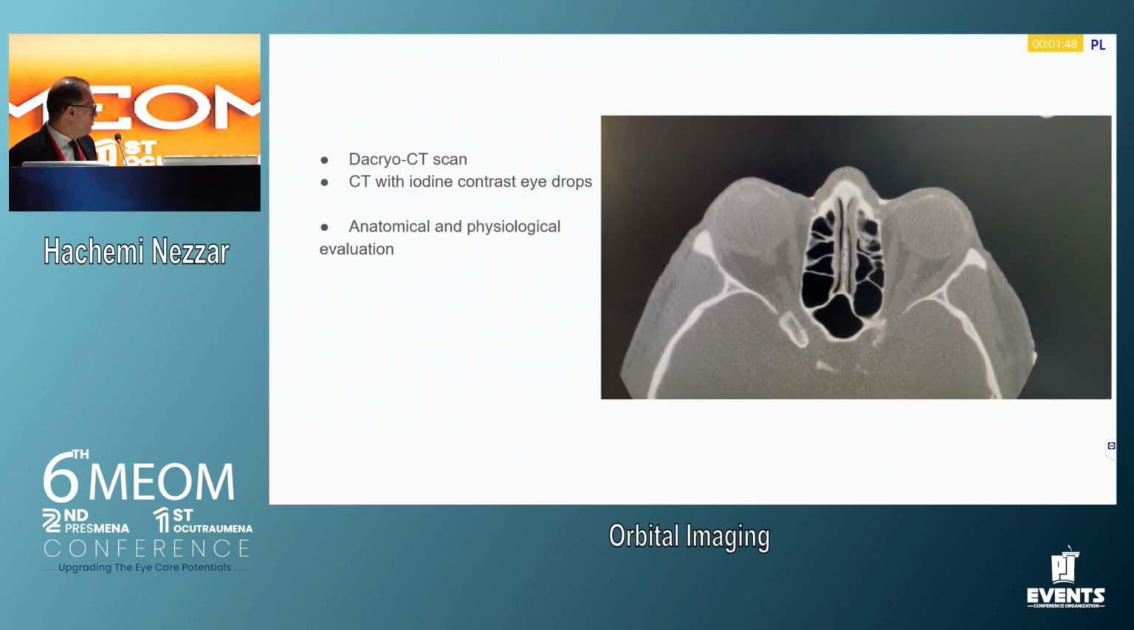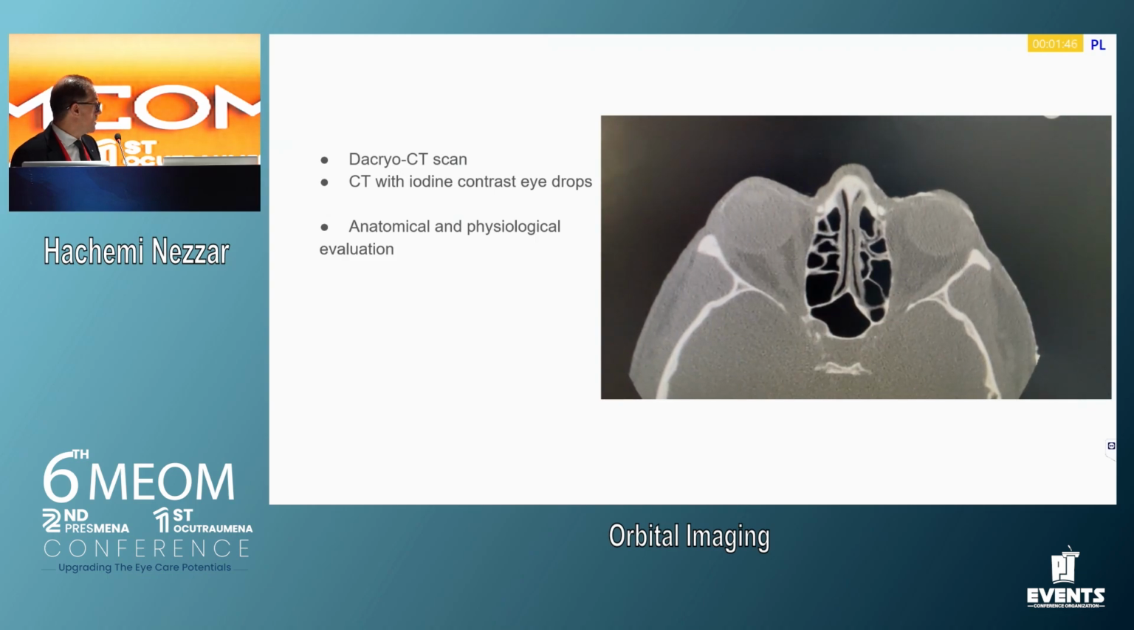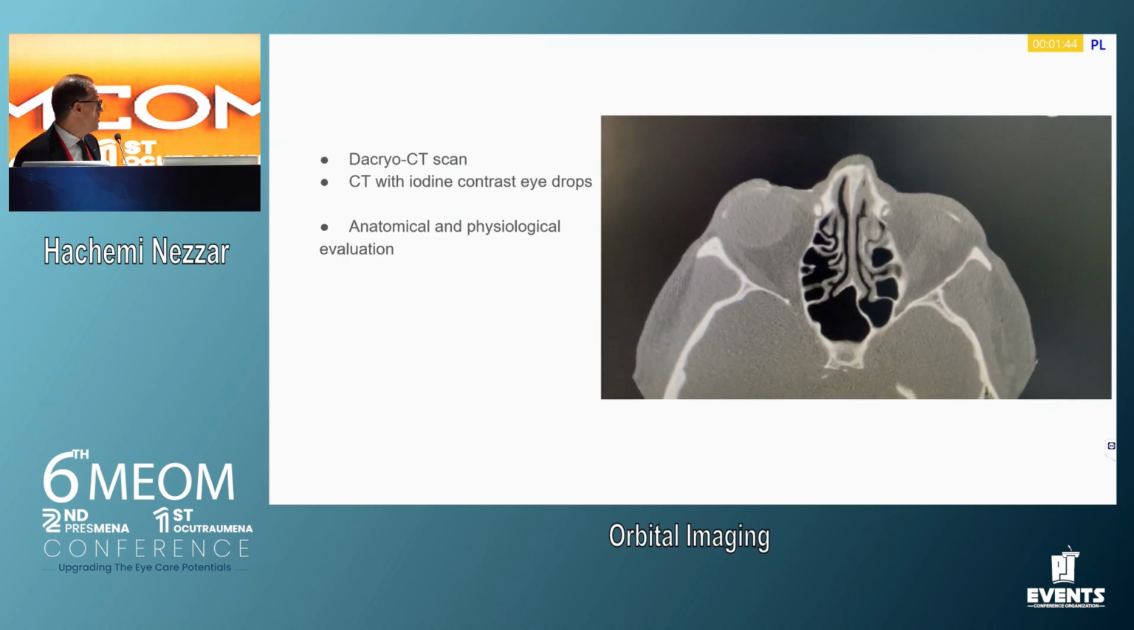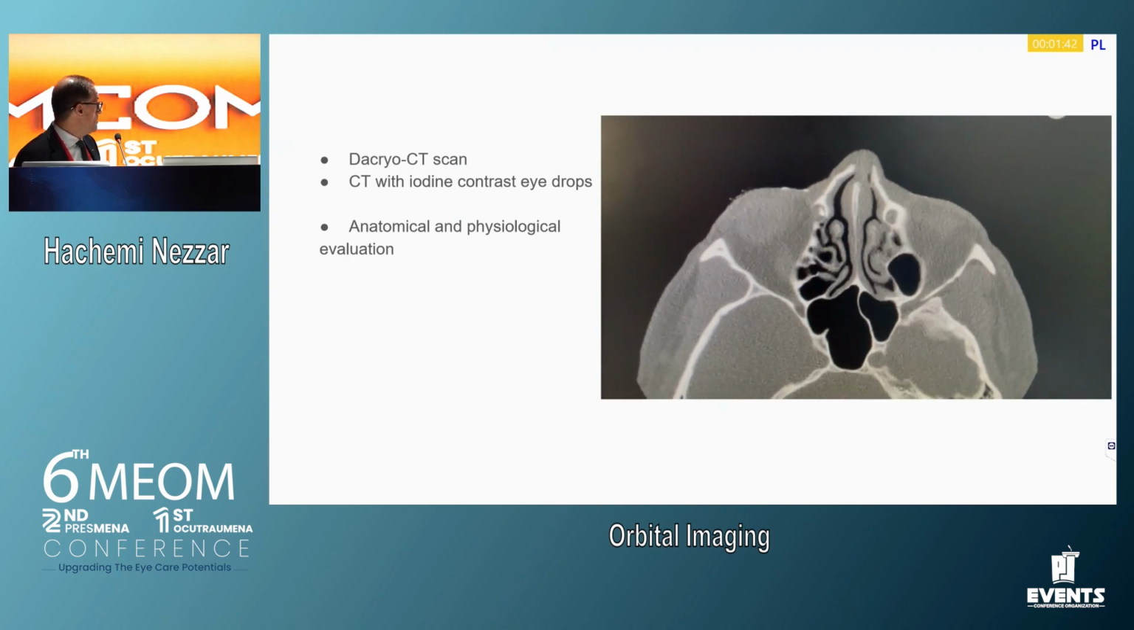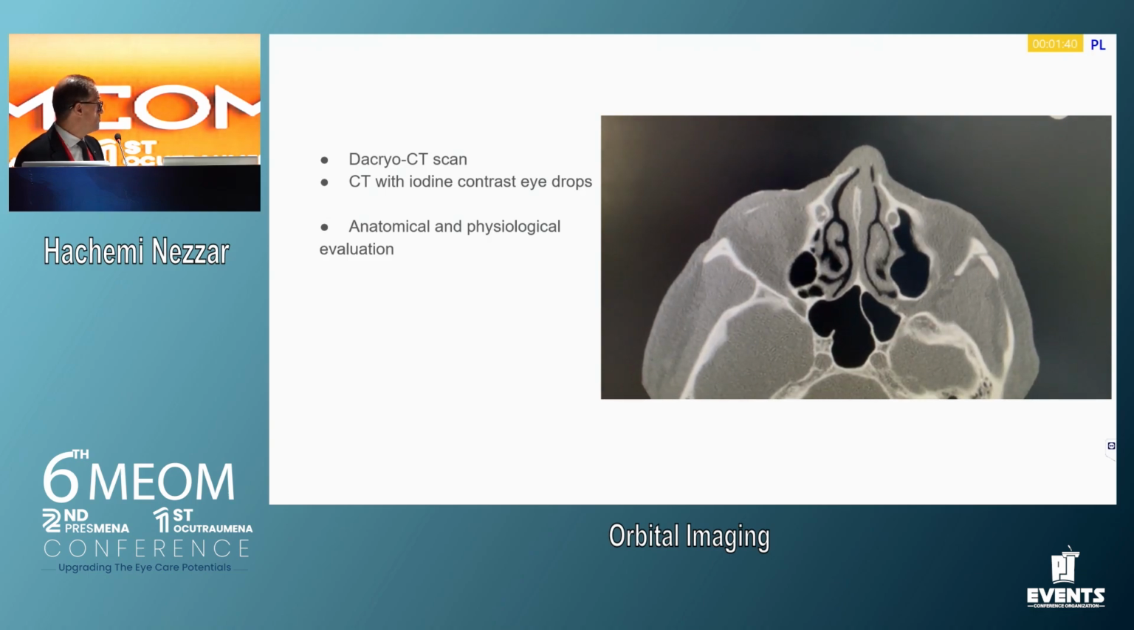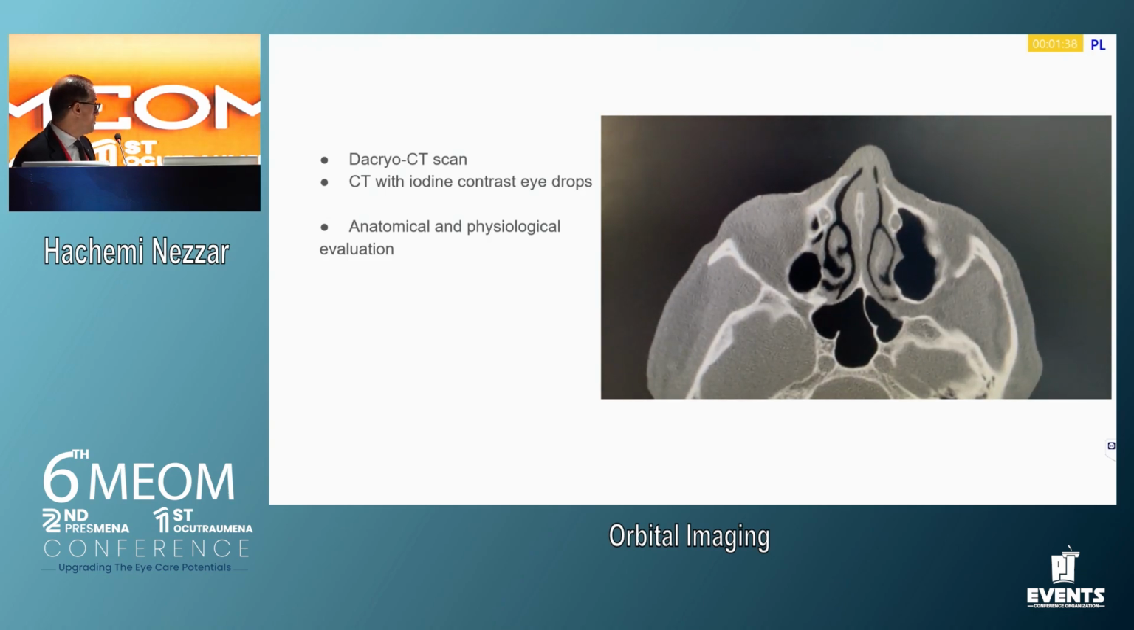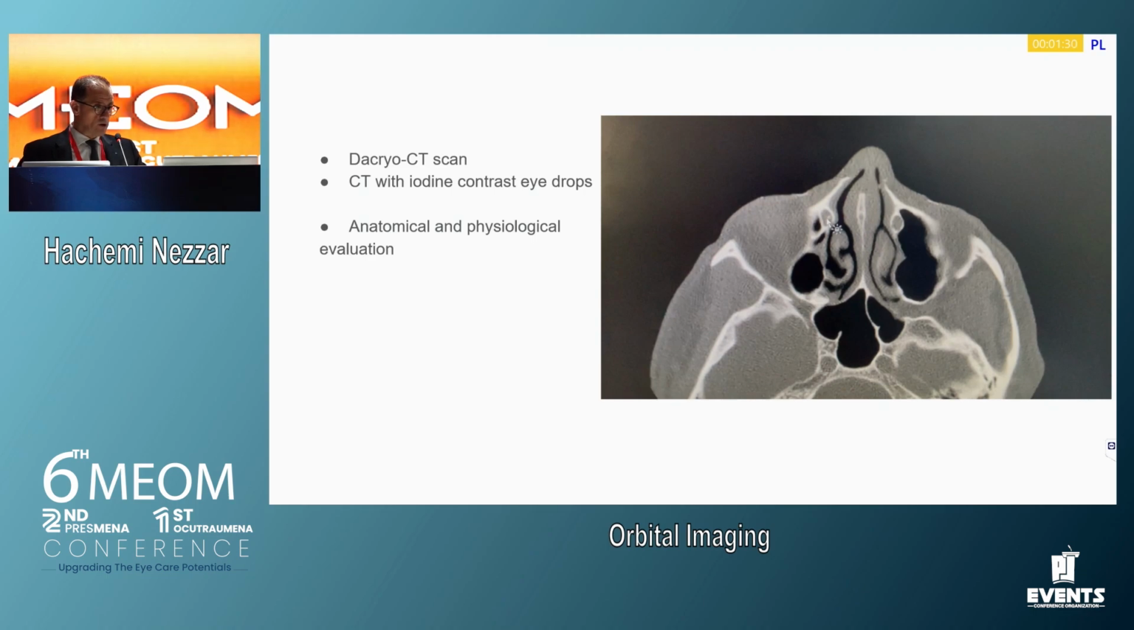An easier and faster exam that gives you anatomical, functional and physiological information is the dacryo CT scan. Two drops of iodine, and the patient goes to the CT scan, which is fast, and then you can see where the narrowing is and whether the canal is completely open or not, and of course, confront it with your clinical exam before.